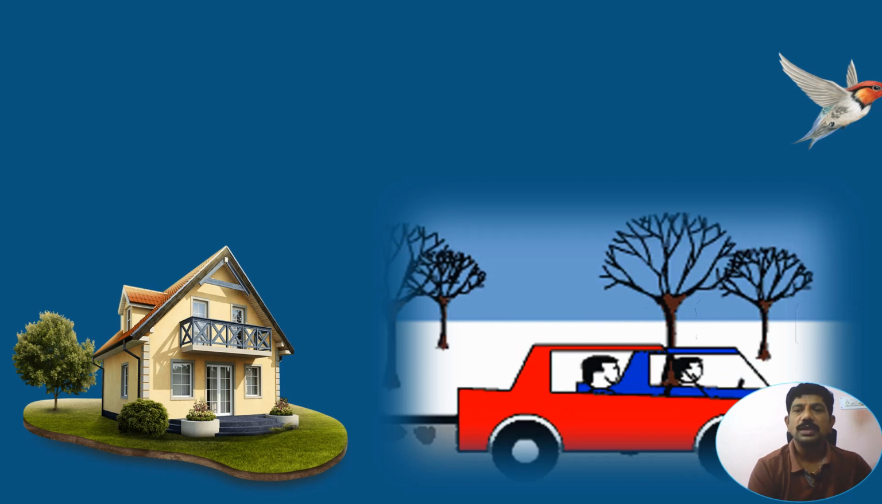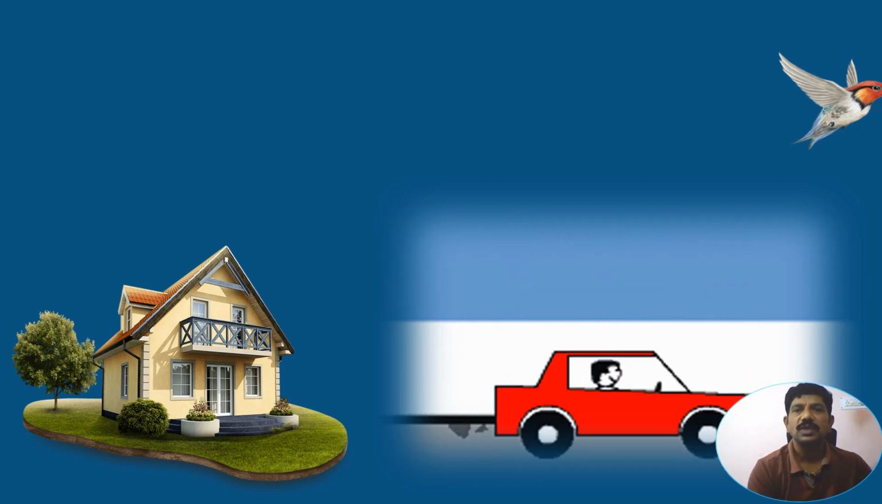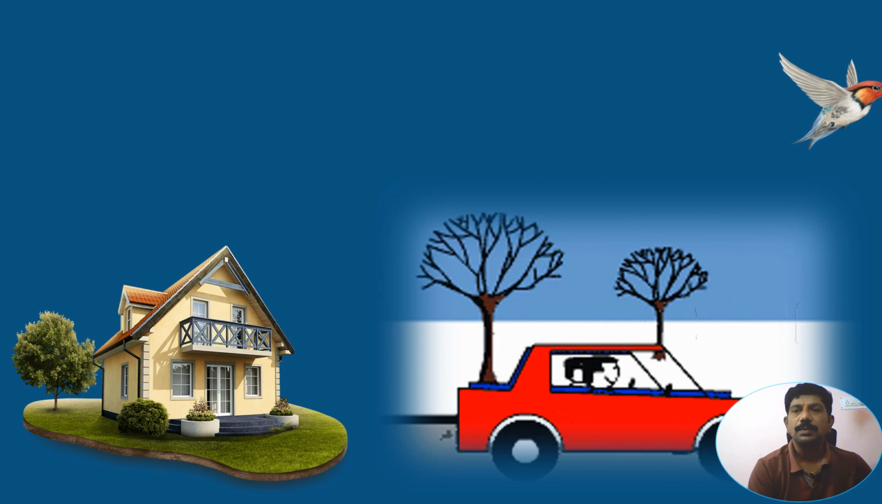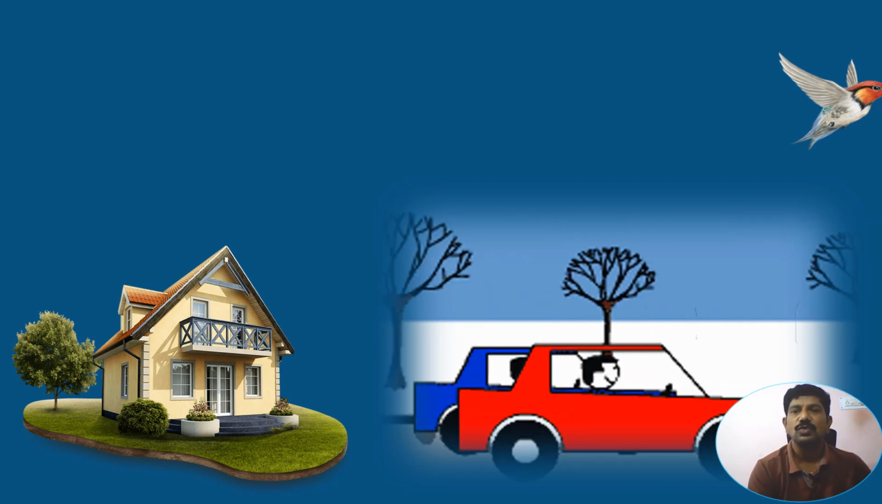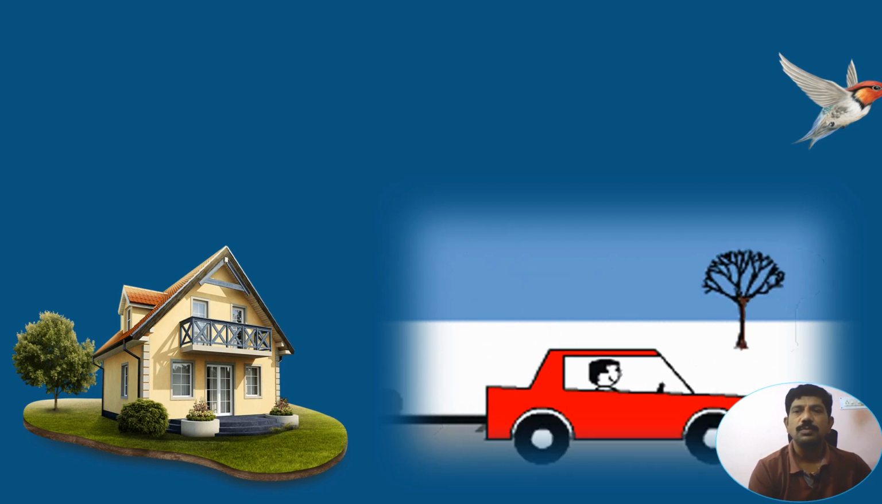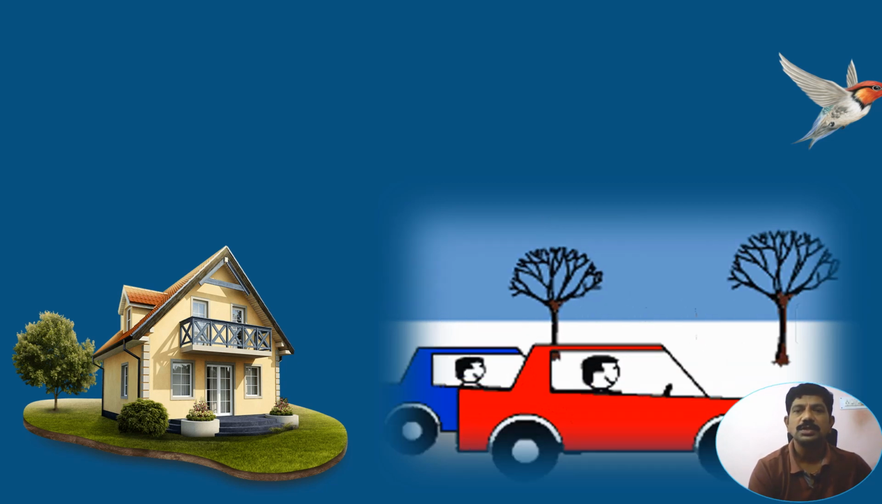See this one. The bird. This is the initial position of the bird. After some time, the bird reached this position. There is a change in the position with respect to time. So then we say that the bird is in motion.